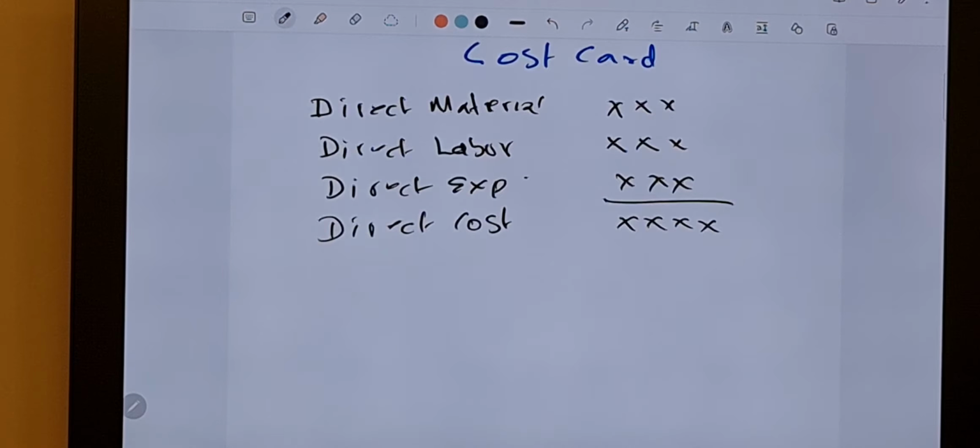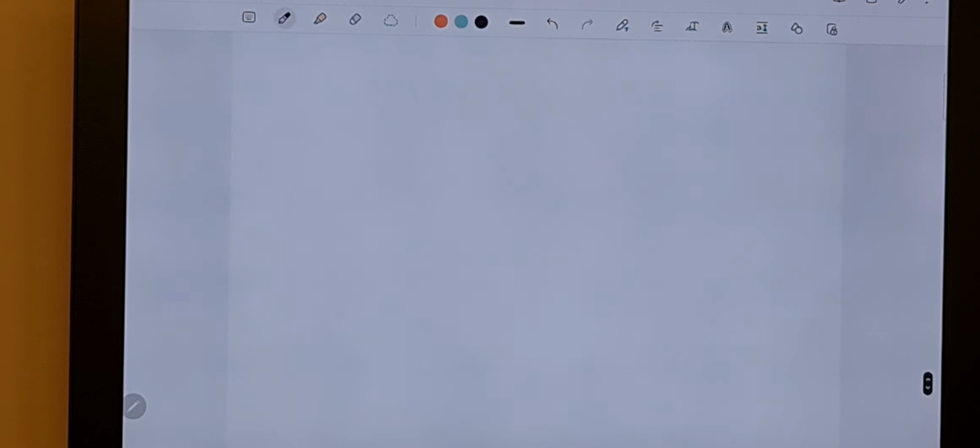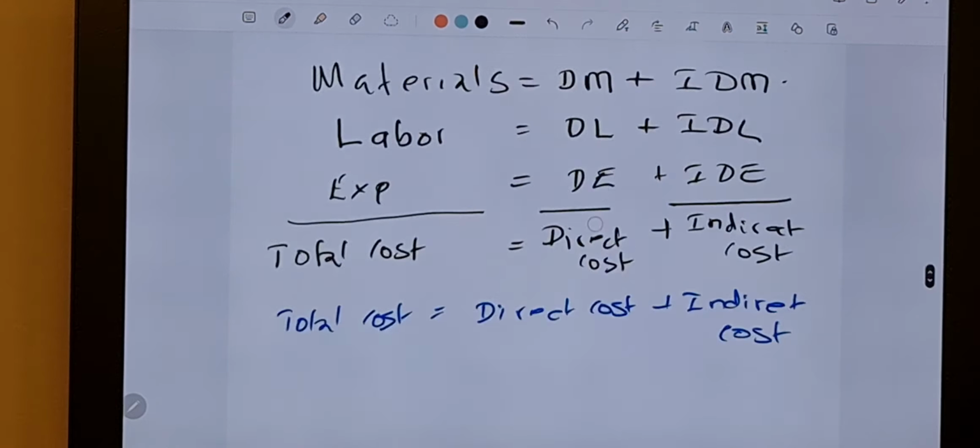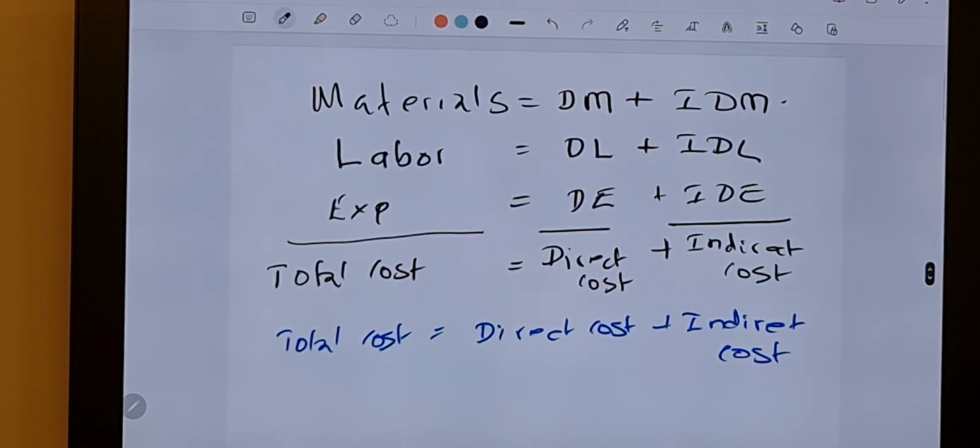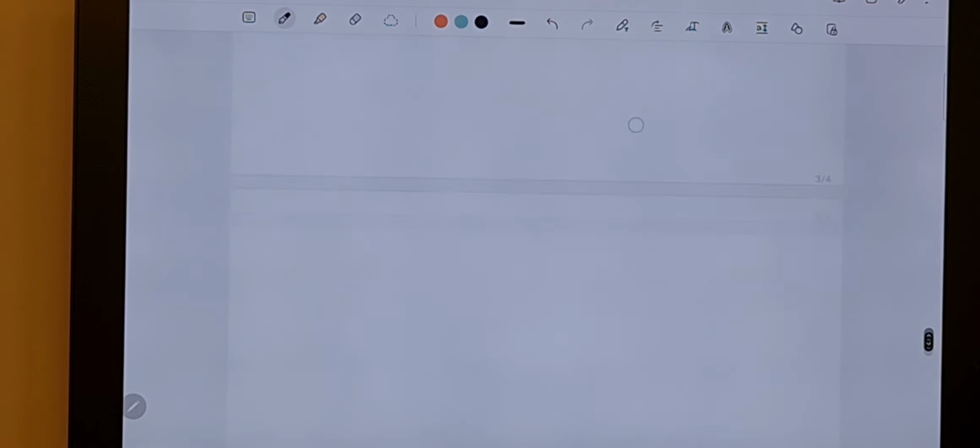Direct cost: direct material, direct labor, and direct expenses. By keeping this somewhere, I will go to the next page. The other expenses here, we have indirect cost. Direct costs are material, labor, and expenses. All the indirect costs, you can also call overheads. Expenses, overheads.